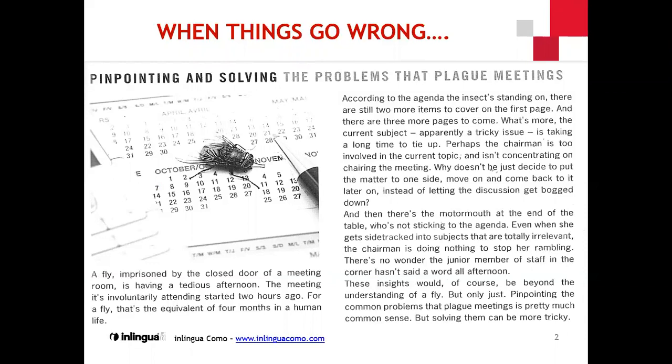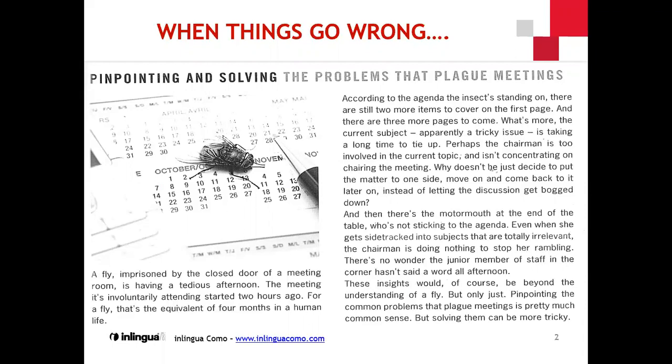A fly, imprisoned by the closed door of a meeting room, is having a tedious afternoon. The meeting it's involuntarily attending started 2 hours ago. For a fly, that's the equivalent of 4 months in a human life. According to the agenda the insect's standing on, there are still 2 more items to cover on the first page, and there are 3 more pages to come.